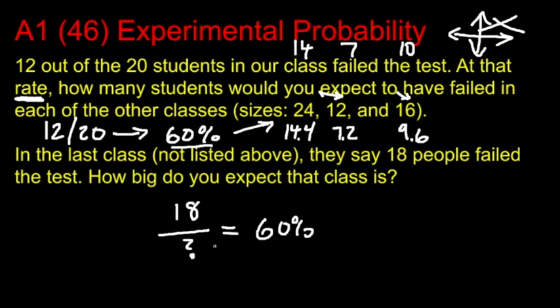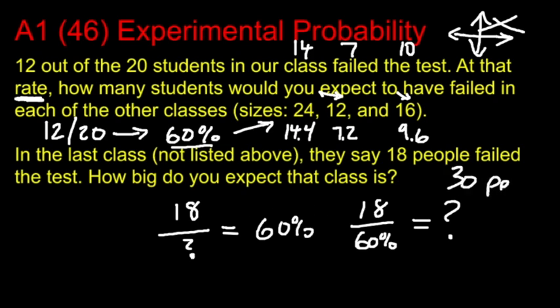And you could guess and check, or you could multiply both sides by the question mark, divide both sides by 60%. So 18 divided by 60% gives me my question mark. And then I could just do that in a calculator. 18 divided by 0.60. We expect that there are 30 people in that class.